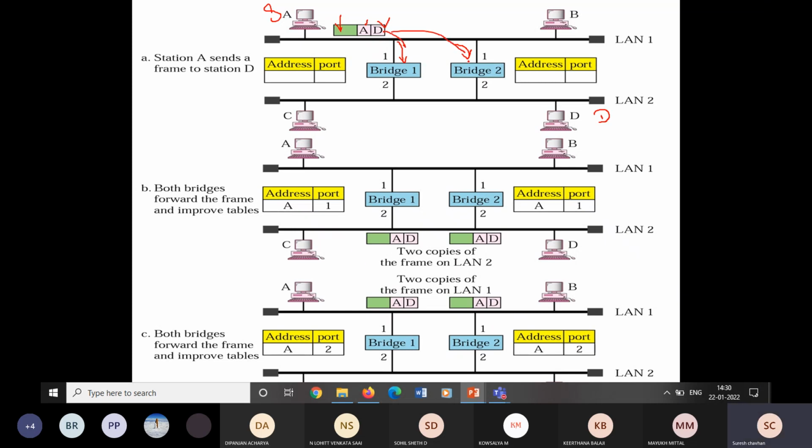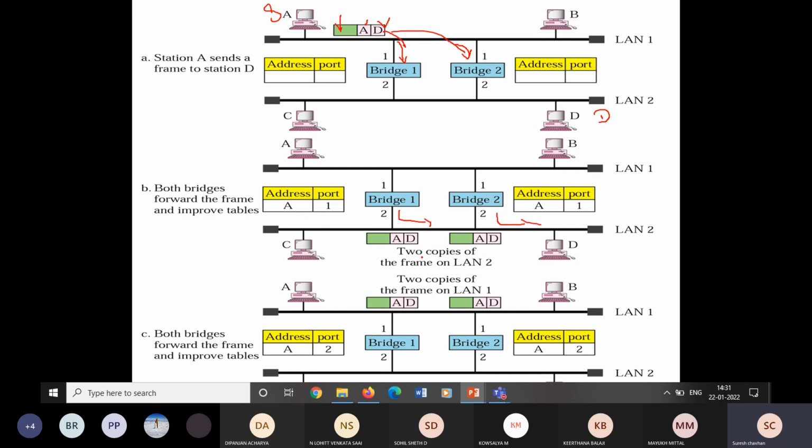So both sides will come, correct? As a result, both forwarding tables will get updated with the physical address of A and the port number. And the same information again is in the frame, the destination is D, right? So the bridge will send the information to D like this, and bridge 2 will also send the information to D.